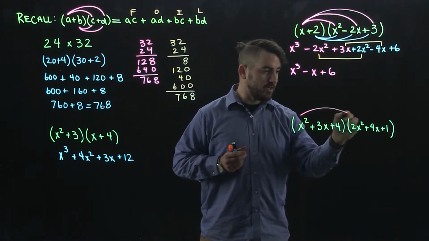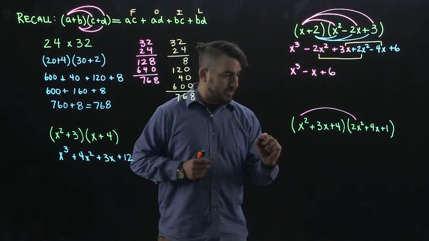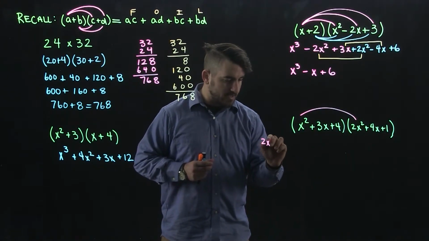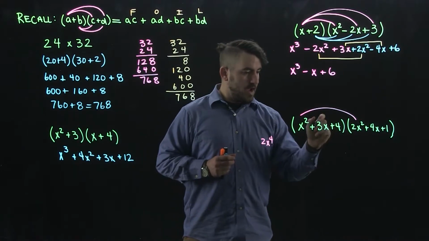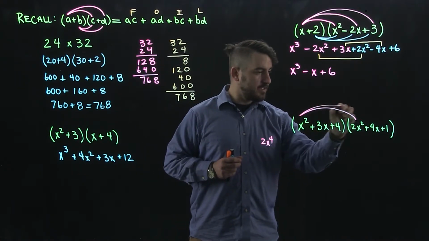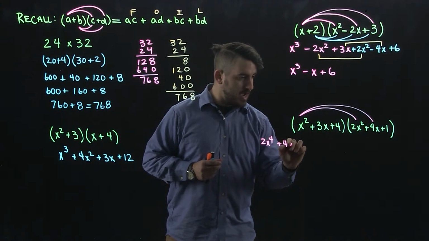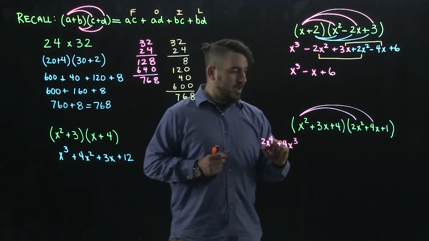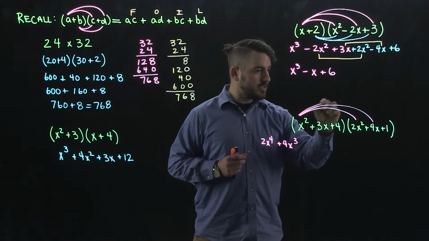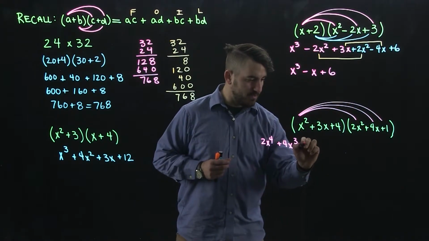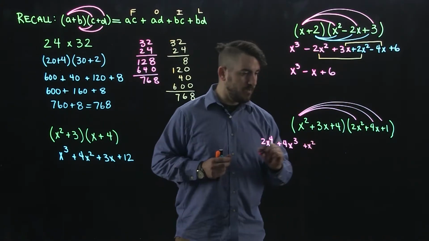The x squared is going to go to each one of these. So that's going to be 2x to the 4th. And then we have x squared times 4x. So that's going to be a 4x cubed. And then we have x squared times 1. So that's going to be plus x squared.